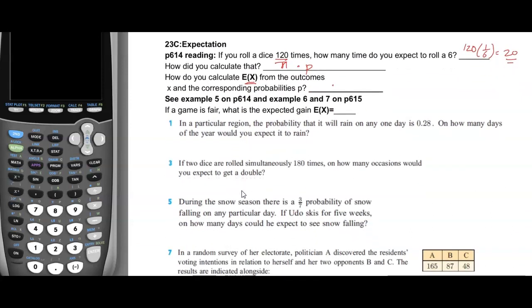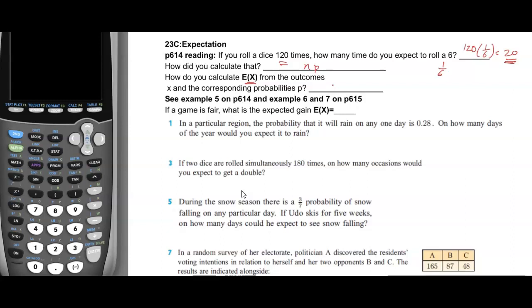23C, expectations. Okay, if you roll a dice 120 times, how many times do you expect to roll a 6? What you do is you take the 120 times you are doing the experiment, and then you would multiply times 1/6, which is the probability that you would get a 6. So you would expect to get 20 6s when you roll it 120 times. How did you calculate that? I took the number of times I rolled it, and I multiplied it times the probability.